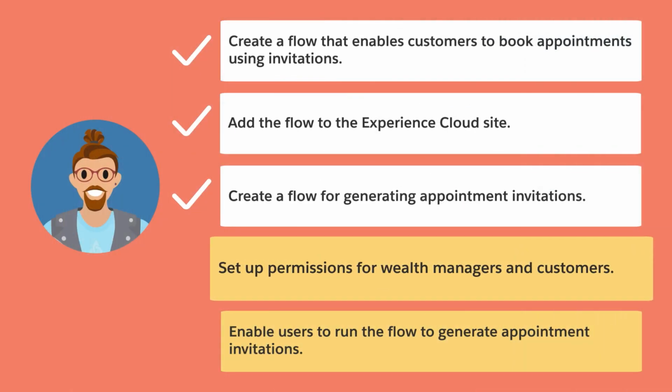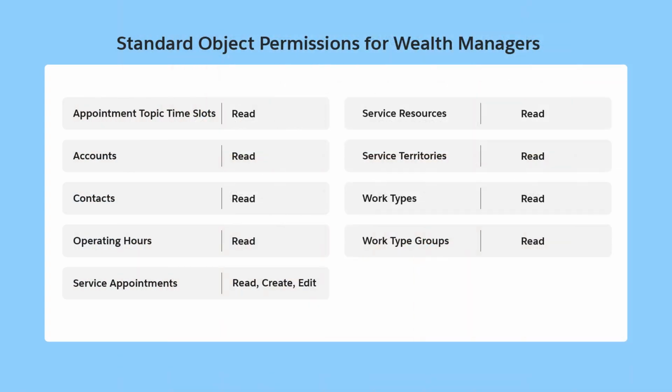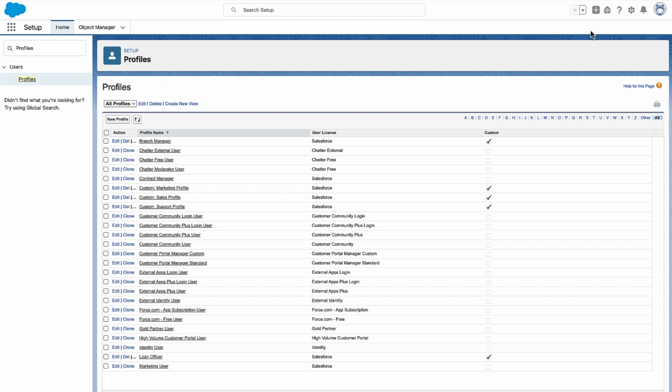Next, Matt provides permissions to wealth managers and customers to use these flows. To generate appointment invitations, wealth managers need a few permissions, including the permission to create appointments. So first, Matt ensures that users have the permissions to create an appointment. Then, he assigns the additional permissions needed.